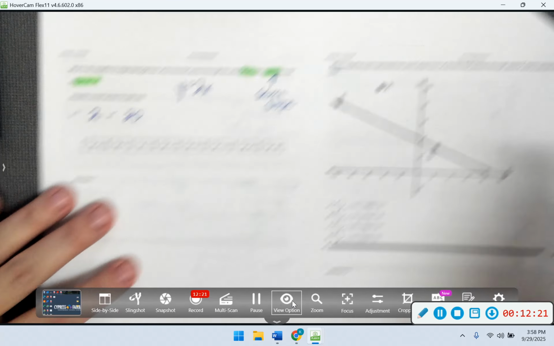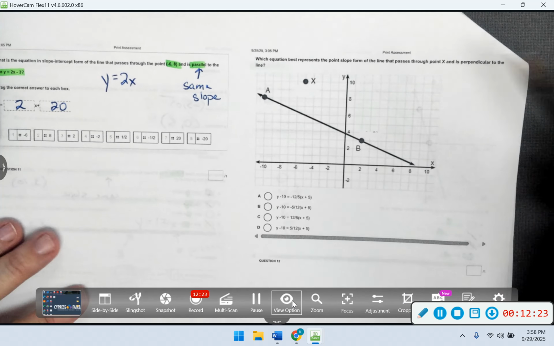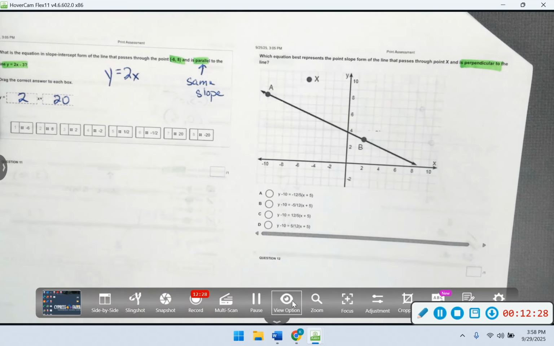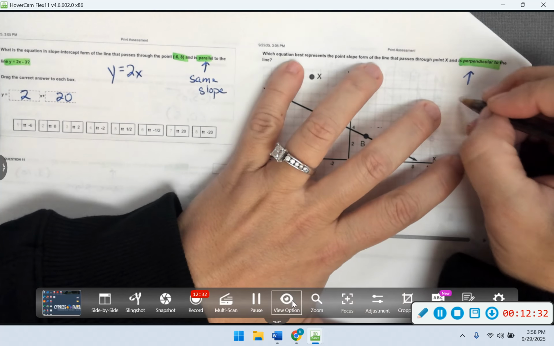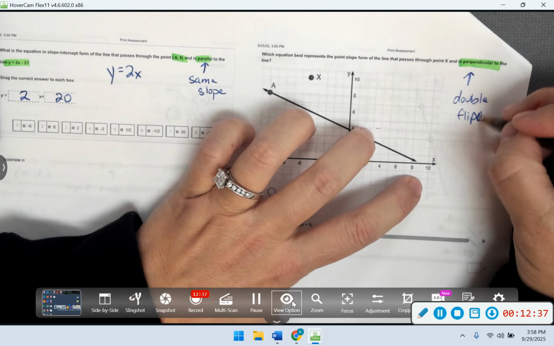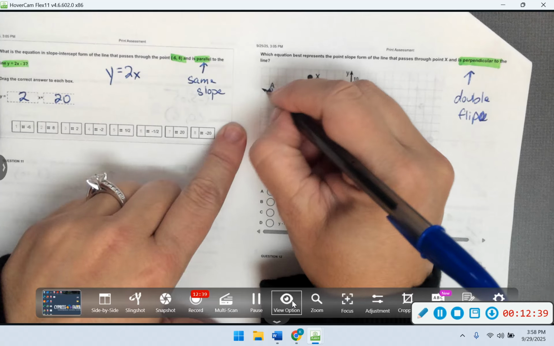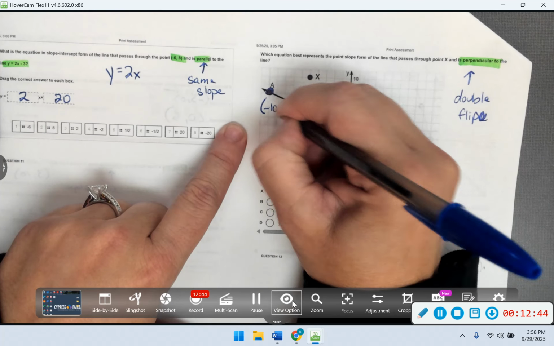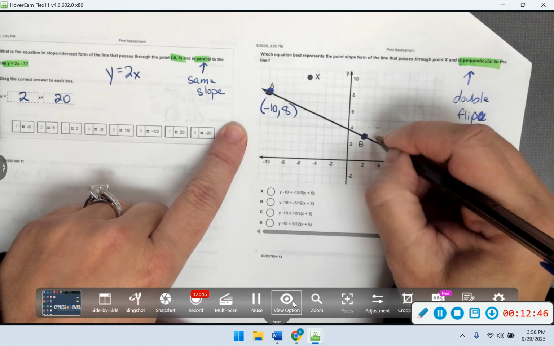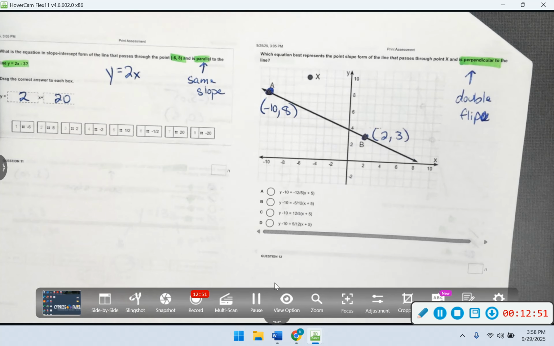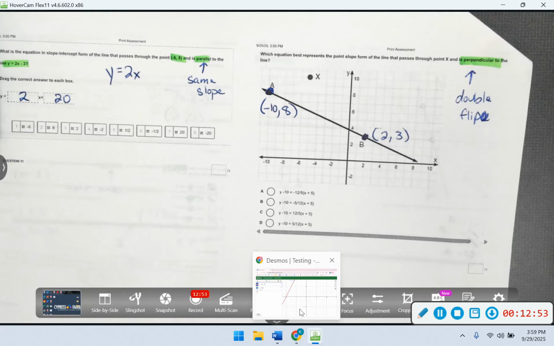Question 11. So this time we want it to be perpendicular. So I need to know the slope so that I can double flip. So remember, perpendicular, I have to do 2 things. It's going to be a double flip. Whoa. So I'm going to plug in these 2 points so I can get the slope of the line. So this ordered pair is what? (-10, 8). This ordered pair is (2, 3). So let's go get the slope of the line.